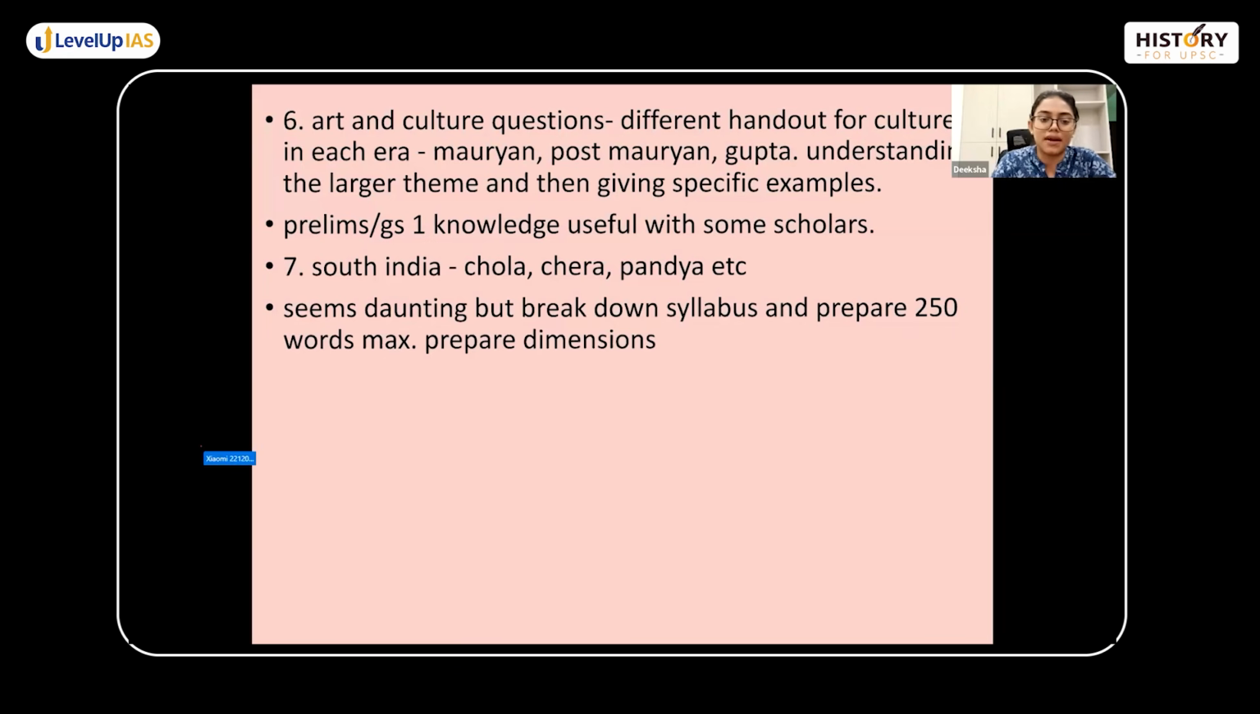For example, Chera, Pandya, Chola, these are the dynasties that might or might not come. But you should always have 250 to 300 words of notes prepared for anything that has to come. You cannot go beyond these words. So limited notes, but on each and every dynasty. So I think that was it for ancient.